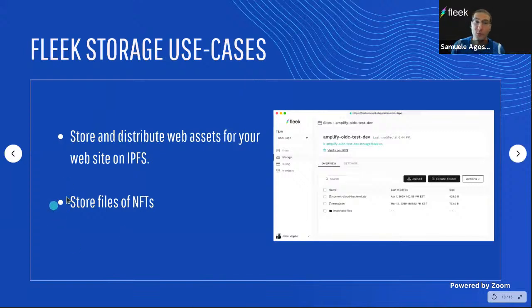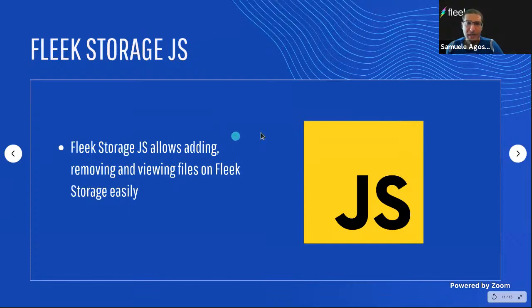But the second use case, which is the focus of this presentation, is storing files of NFTs. Because of course, for example, an art NFT might have a JPEG or a file like that associated to the NFT, and you need to store this piece of art somewhere. And IPFS is an excellent way to do it. So yeah, Fleek Storage JS, just to mention it, is our JavaScript API to interact with Fleek Storage. You can add, remove stuff. It's the recommended way to use.